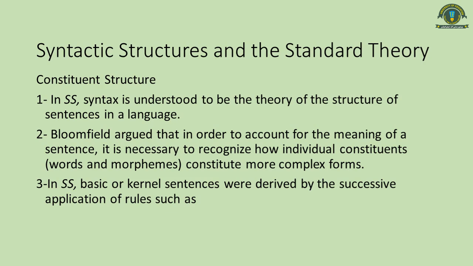Bloomfield argued that in order to account for the meaning of the sentence, it's necessary to recognize how individual constituents constitute more complex forms. That is how they get out of the simplest form to make more complex forms. The chief concern of syntax is the sentence, which is the maximal unit of grammatical analysis, and the minimum syntactic level is the morpheme. At the minimum level, we talk about the morpheme, which is a meaningful unit, and out of these morphemes we make long strings and long stretches of sentences.